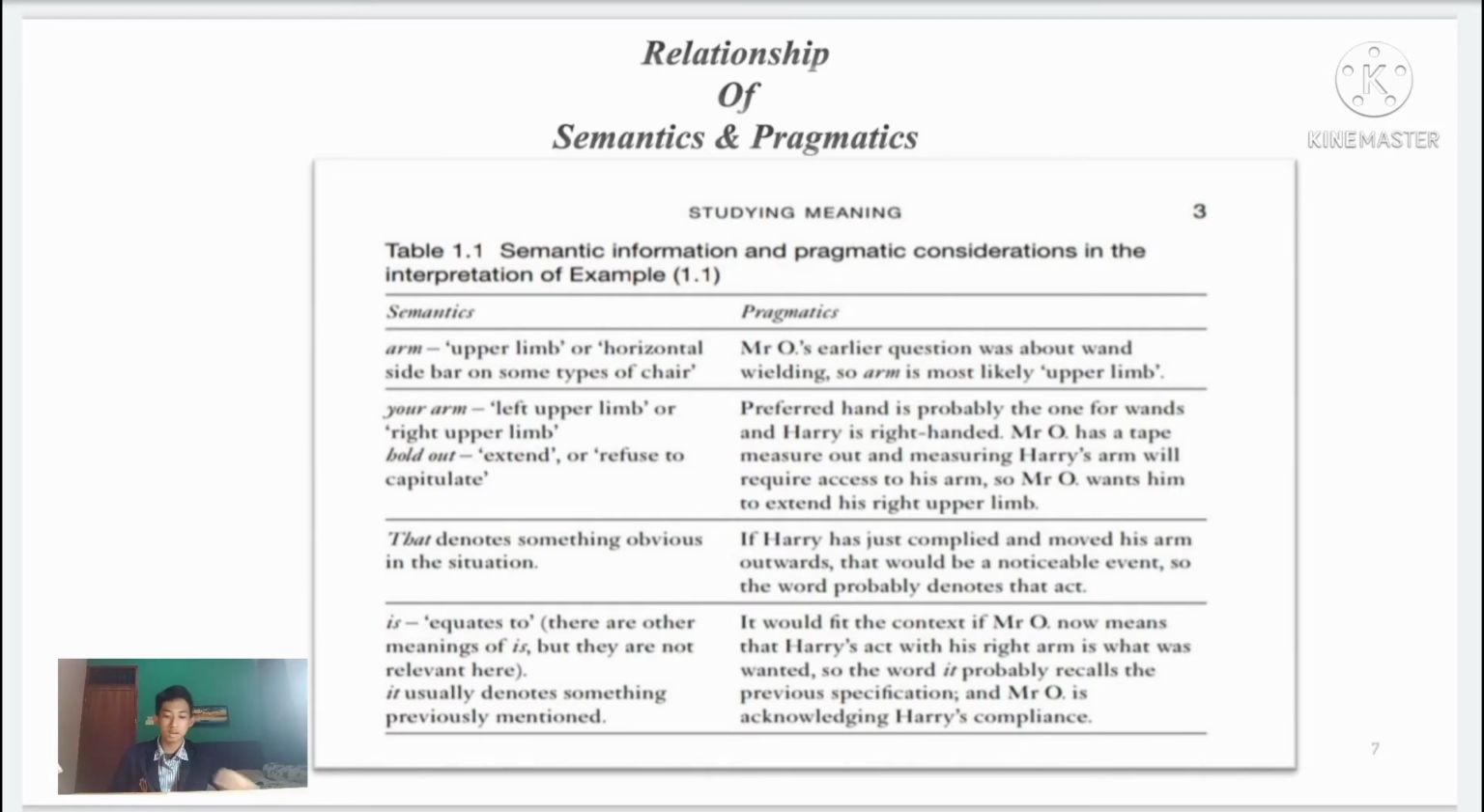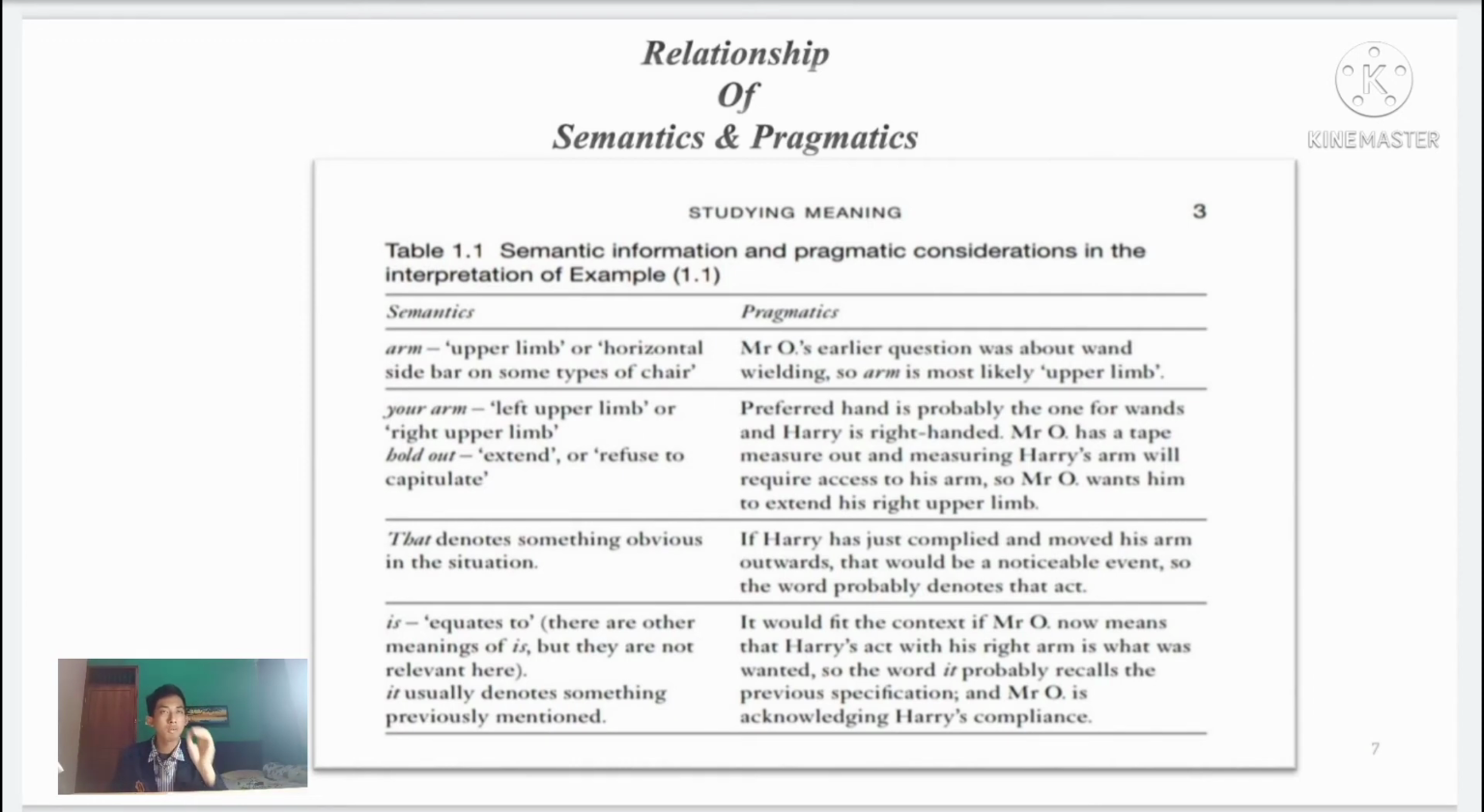As you can see here, I put a picture, which is one example that I take directly from the book of Griffith 2006. Let me read it for you. Semantic information and pragmatic consideration in the interpretation of example. Jadi kita tarik aja di sini. The example here is "Your arm. That's it." For the semantics, we will divide it: they are "you", "your", "arm", and "that is it".